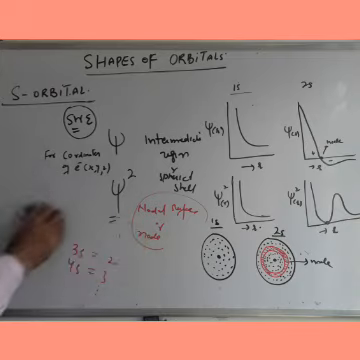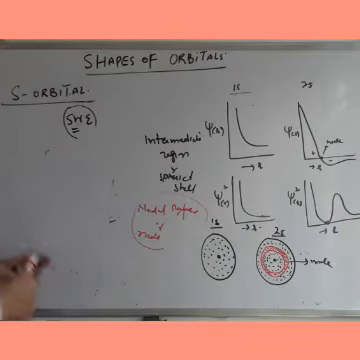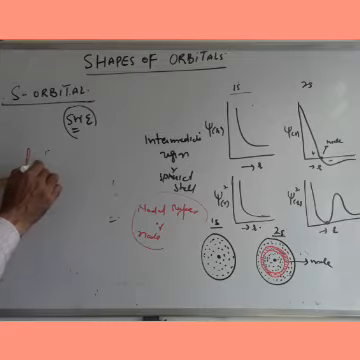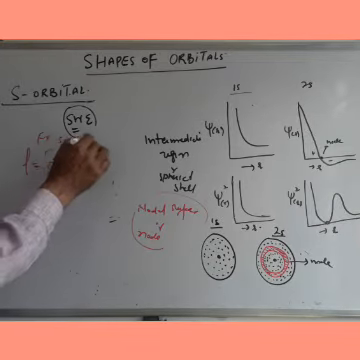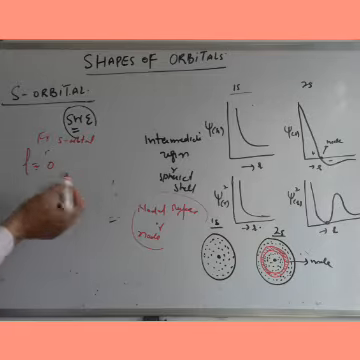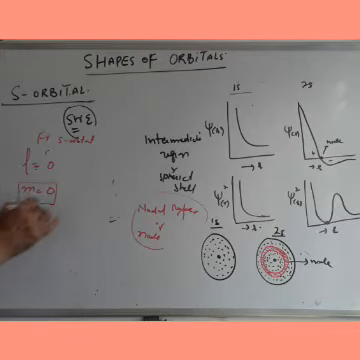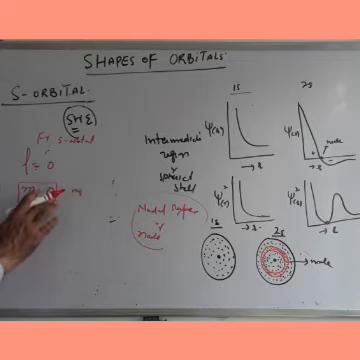Now, for an s orbital the value of l is 0. That means the value of the angular momentum quantum number, or azimuthal quantum number, is equal to 0 for an s orbital. So m is also 0. That means there is only one value for the magnetic quantum number. So m is 0, and this magnetic quantum number has only a single value.